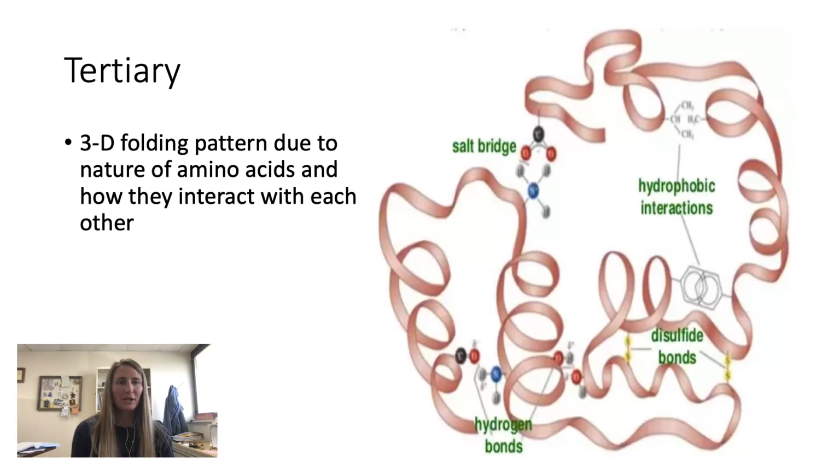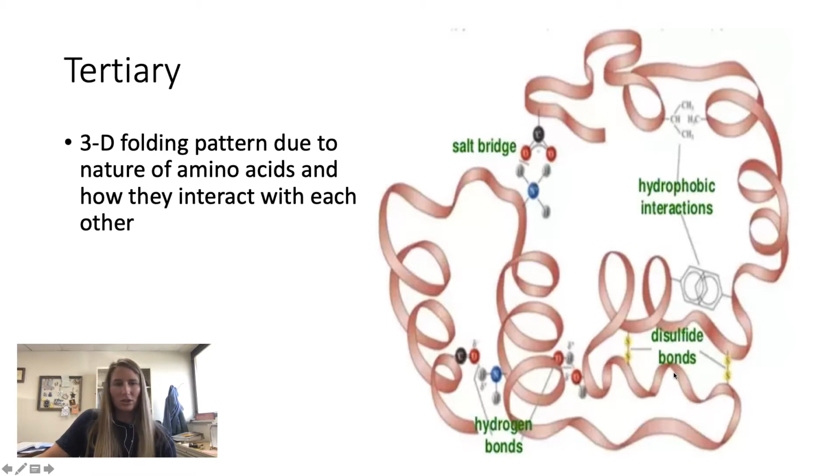Next is tertiary structure. This is where we start to see 3-dimensional folding patterns start to occur, again based on the side chain interactions or those R group interactions. Once we start to see 3D, we know we're at least in tertiary structure. You'll see in this image there are 4 different things that cause proteins to start folding around each other. That would be hydrogen bonds, just like we saw in pleated sheets.